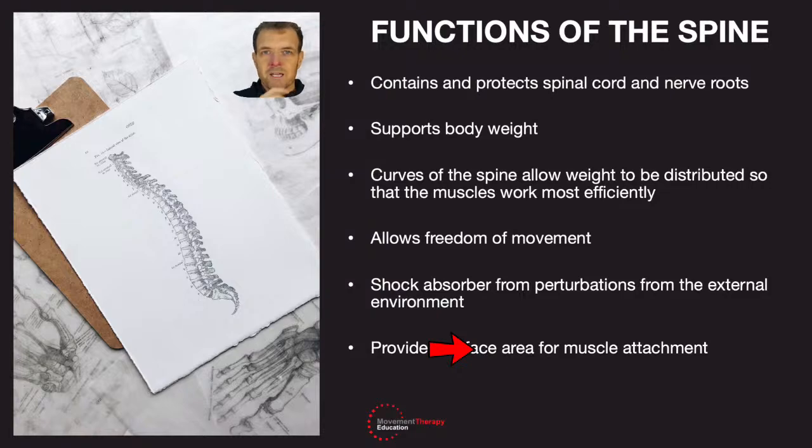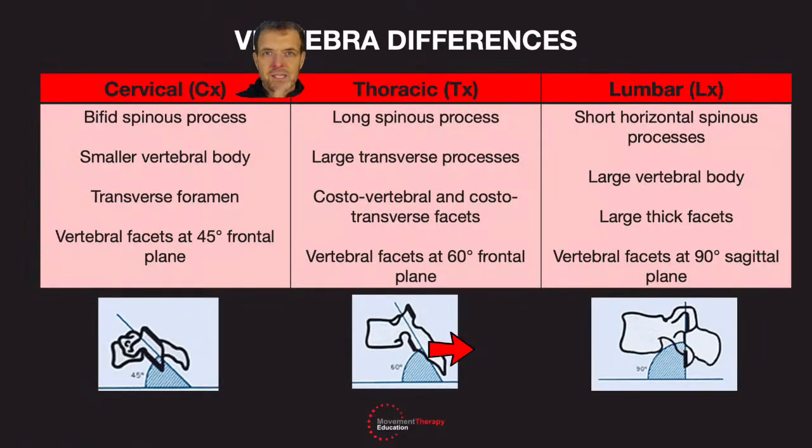Cool. So these are the angles at which the facet joints join each other. We've already done this one. This was the lumbar spine. I remember I was saying they're side by side, so that limits the rotation. So they're very good at flexing and extending, but they're not very good at rotating.